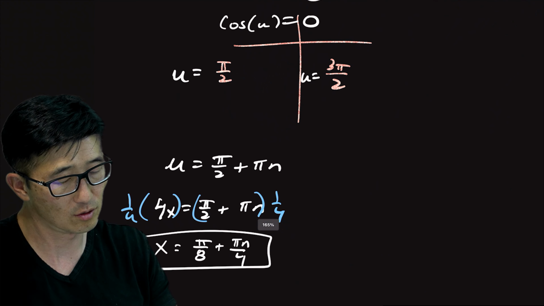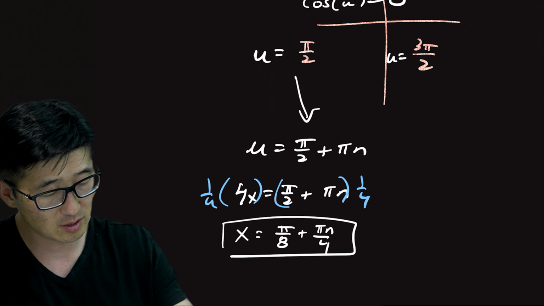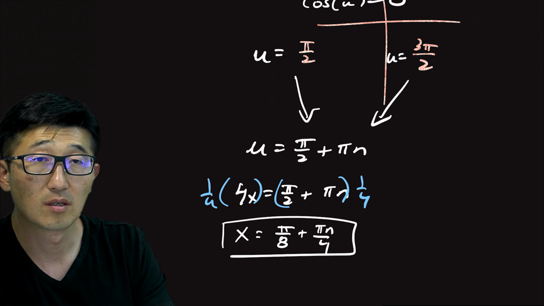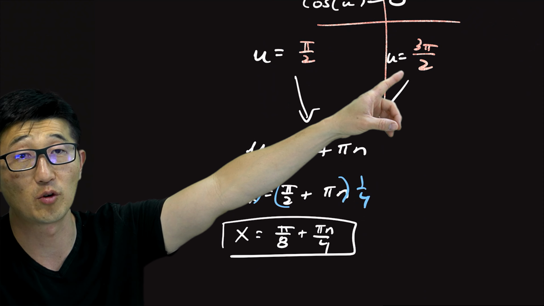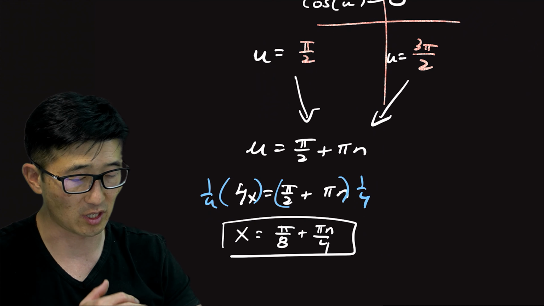Now again, do you see why we wrote this? Yeah, because it's pi away from each other. So there's no need to repeat 3 pi over 2. It's included in this equation right there.